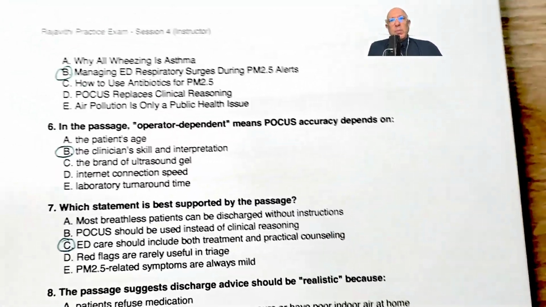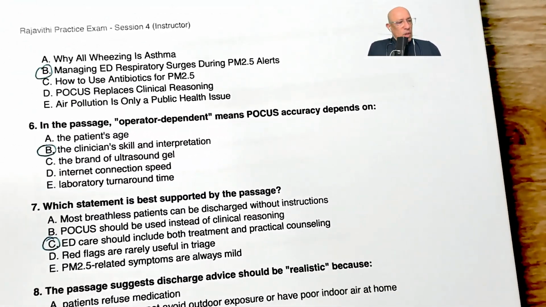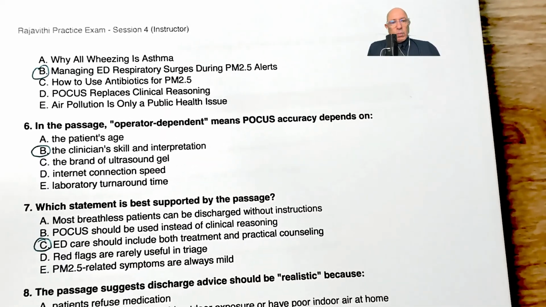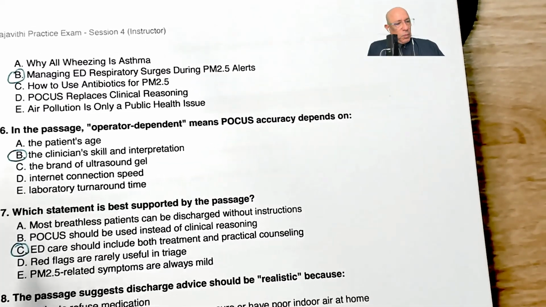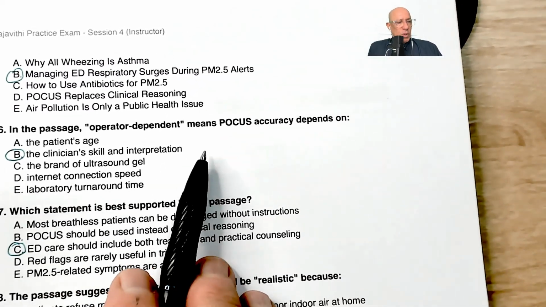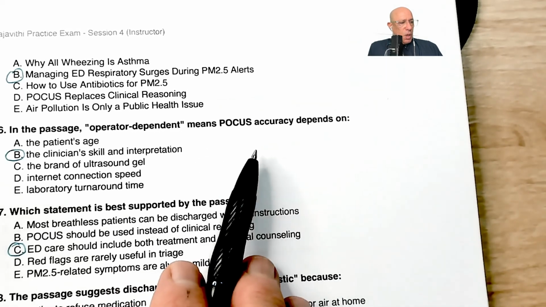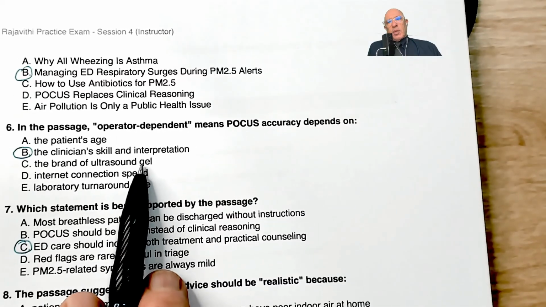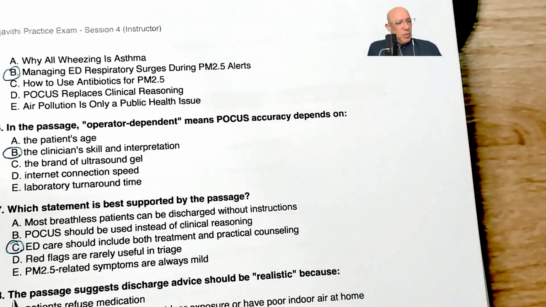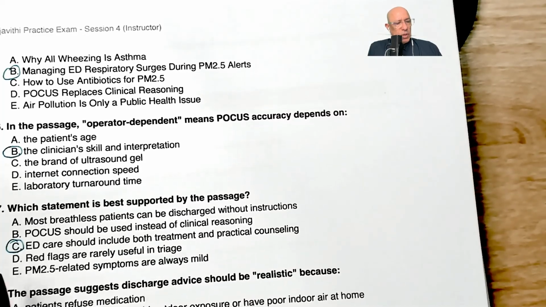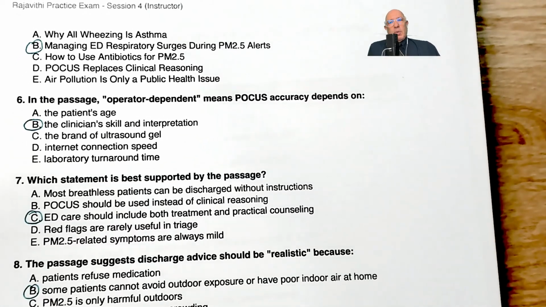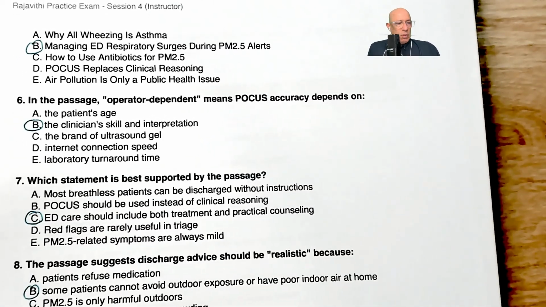Best title for this passage: Managing ED respiratory surges during PM 2.5 alerts. In the passage, operator dependent means POCUS accuracy depends on the clinician's skill and interpretation. Which statement is best supported by the passage? The best answer is C. ED care should include both treatment and practical counseling.